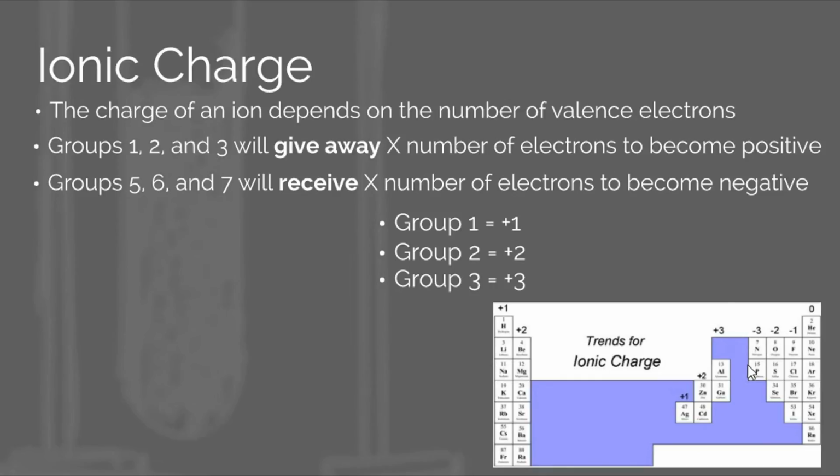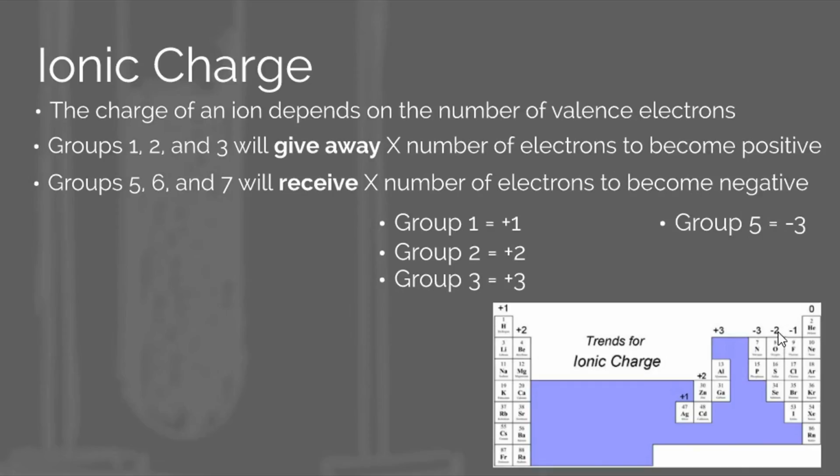Now, when we get to group 5, things start to get a little bit different, and it starts to go in reverse, because when groups 1, 2, and 3 give away their electrons, groups 5, 6, and 7 can pick it up. So when they pick up the electron, they are getting more negative particles, and they are becoming negatively charged. That's why with group number 5, elements like nitrogen and phosphorus, they can gain 3 electrons. So when they do, they get a charge of -3.